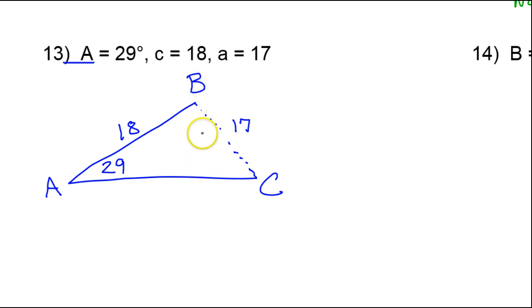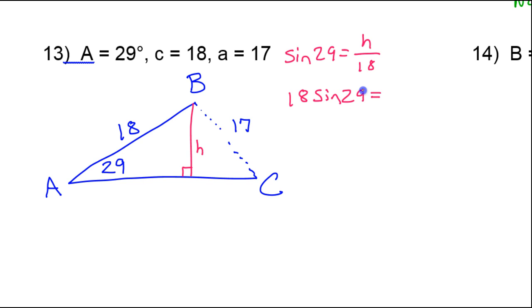That's left. Now, we have to ask ourselves, will this swing side actually reach and form a triangle at all? To know that, we need to know the height of the triangle. So if this is the height, we can find it using sine. The sine of 29 is opposite over hypotenuse, so that's h over 18. If I multiply both sides by 18, I get 18 sine 29 is equal to that height. I'm going to put this in my calculator real quick. 18 sine 29. I am getting 8.727.